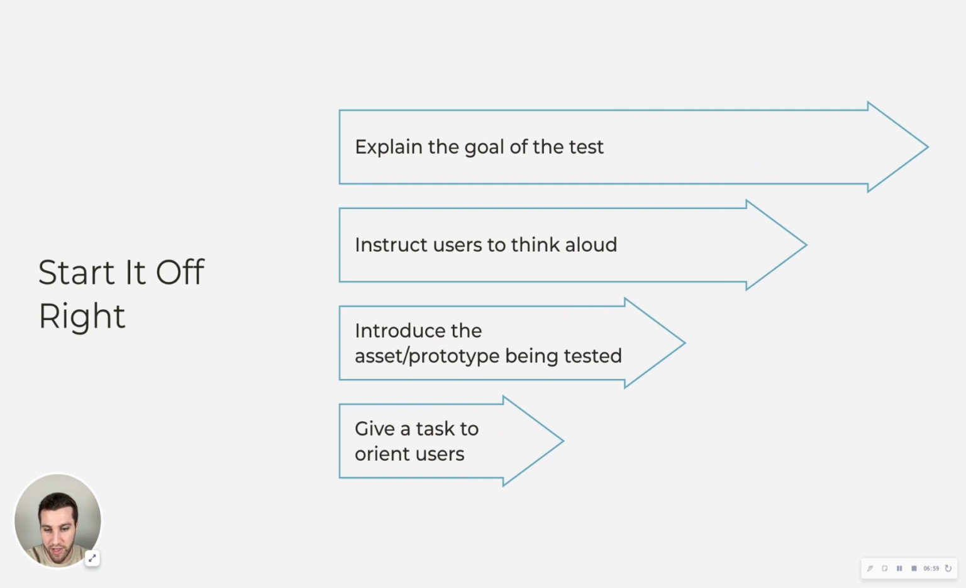All right, now you'll notice introducing the asset and the prototype is pretty low on the bar here. It's third down. We want to introduce the asset only when it's time for them to be seeing it. We don't want to drop them immediately into the asset while we're explaining the goal of the test, because then they might actually navigate away and not be where they need to be when we actually need to give them the task, which is the last step.